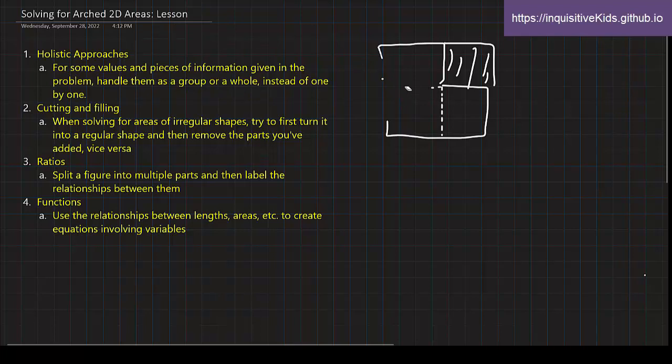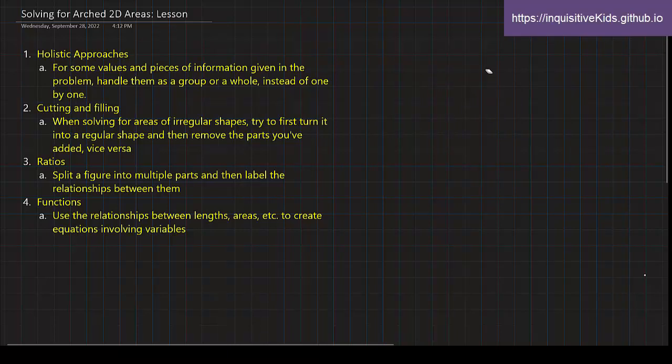The next strategy we're going to look at is ratios. Ratios are a tool that we've been using a lot, and we've covered them in the past in itinerary problems, which are problems that involve distance, rate, and time. They've worked in functions and in different types of problems overall, in number theory as well. So ratios can work for geometry as well, and this is not the first time we've used ratios in geometry. I'm sure we've done that many times before. We can split a figure into multiple parts and then label the relationships between them.